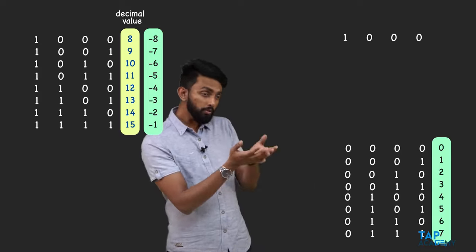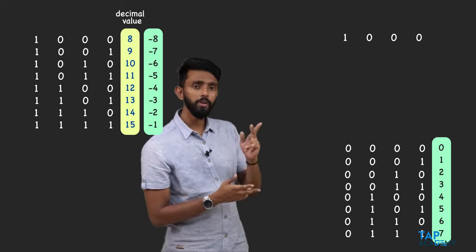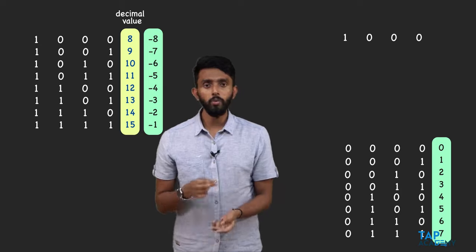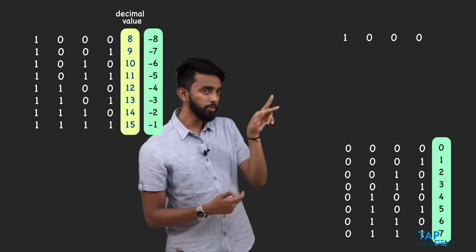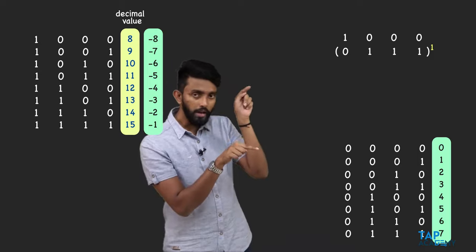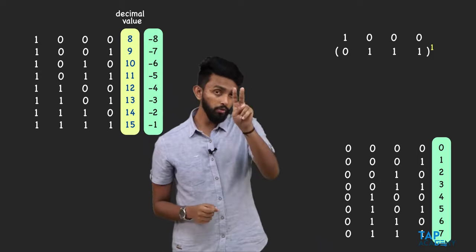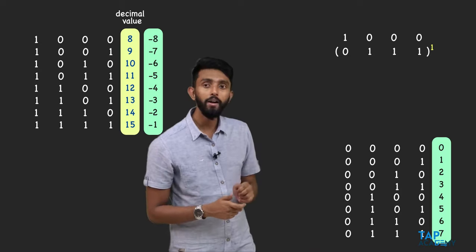2's complement means, first you must take 1's complement of the number. Now, what is 1's complement? Very simple. If a bit is 1, make it 0. If it is 0, make it 1. Which means if I flip the bits, I will get 0, 1, 1, 1. And I'm putting it within brackets and putting a 1 to show you that it's 1's complement. But you need to find 2's complement, which means you need to add a 1 to it.